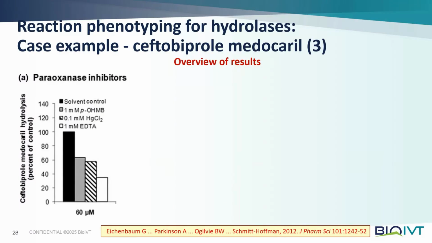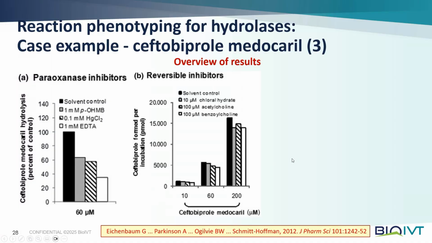If you look at the paraoxonase inhibitors, we do see some partial inhibition, especially with EDTA, where you can completely chelate calcium. You can see you don't have complete inhibition, which is good news for this program because this means it's not only paraoxonase in plasma that can catalyze this reaction. Otherwise, you would see complete inhibition. The same goes for some of the reversible inhibitors we looked at.